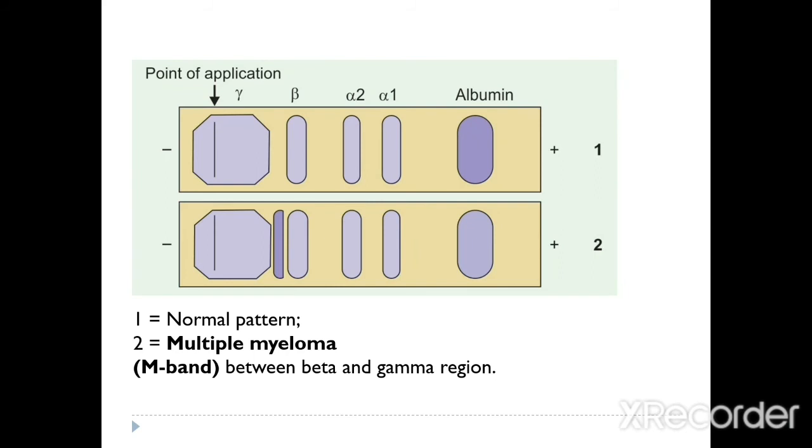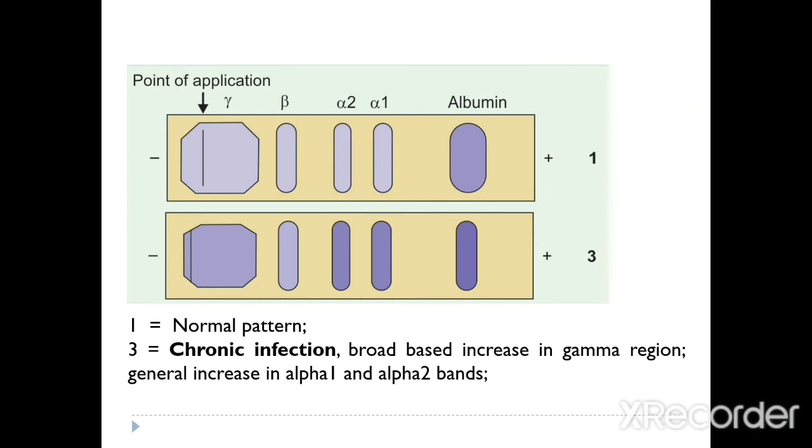Now the abnormal patterns. In multiple myeloma, that is in paraproteinemias, a sharp spike is noted and it is termed as M band. This is due to the monoclonal origin of immunoglobulins in multiple myeloma. That is, you can see an M band between the beta and gamma regions. In case of chronic infection, the gamma globulins are increased. So there is a broad increase in the gamma region and also a general increase in the alpha 1 and alpha 2 bands.